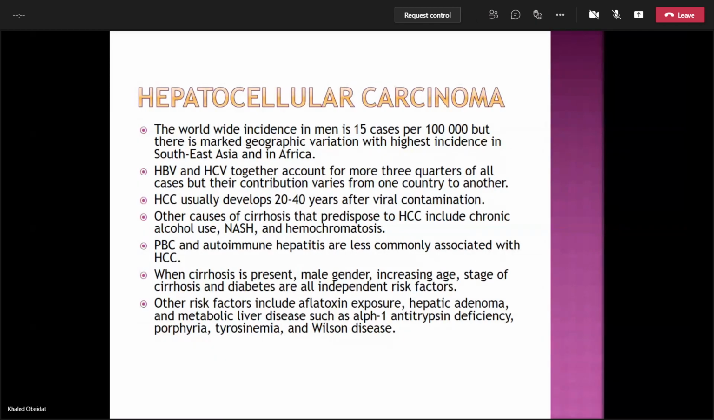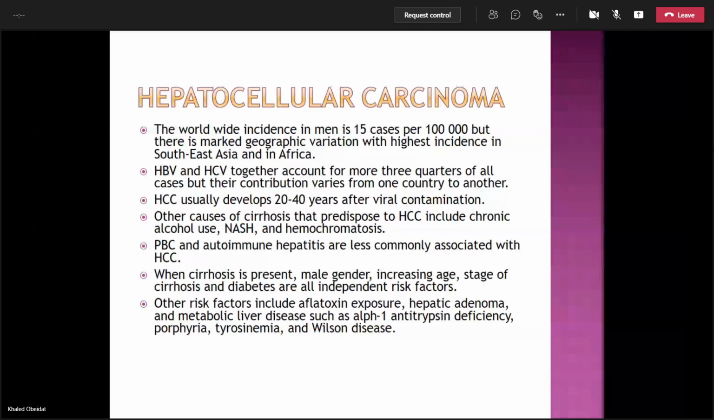Other causes of cirrhosis also contribute and can be a risk factor for hepatocellular carcinoma, including alcohol abuse and hemochromatosis, non-alcoholic steatohepatitis, primary biliary cirrhosis, autoimmune hepatitis, all can be a risk factor for HCC. But primary biliary cirrhosis and autoimmune hepatitis, they are not common. They increase it compared to general population, but the risk is not as high as when you see other types of cirrhosis.